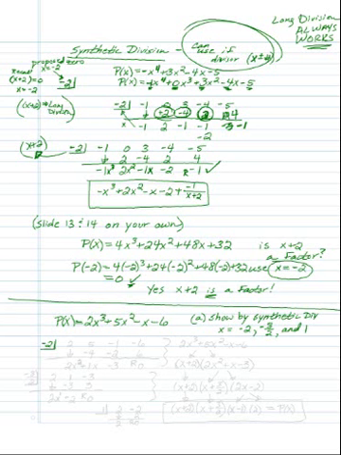Coefficients here are 2, 5, negative 1, negative 6. When we drop this down, we have 2. 2 times negative 2 is negative 4. 5 minus 4 is 1. 1 times negative 2 is negative 2. Negative 1 and negative 2 is negative 3. Negative 3 times negative 2 is positive 6, giving me that remainder of 0. The last number you get is always your remainder.